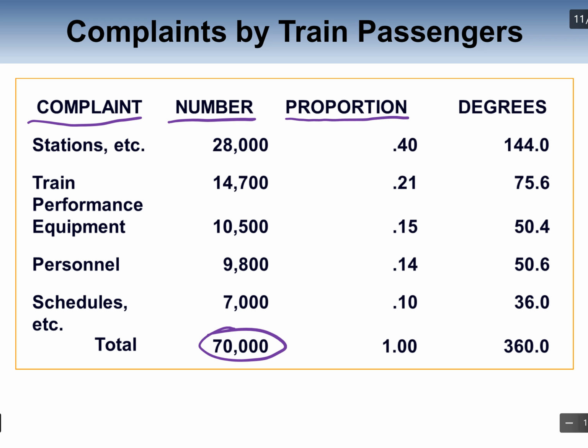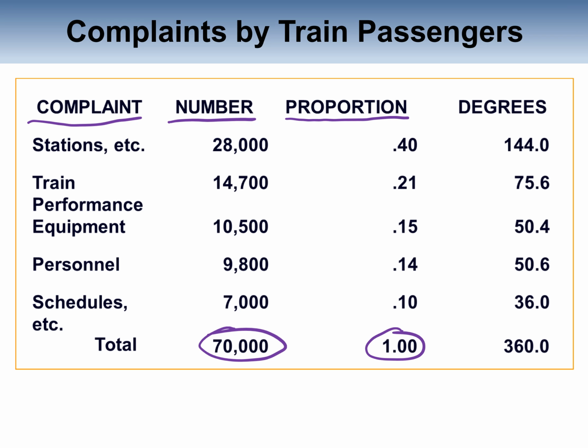Then the next column is the proportion. That's the same way we calculated the relative frequency. So take 28,000 divided by 70,000, which gives 0.4. Same thing for the train: 14.7 thousand divided by 70,000 is 0.21, and so forth. So you get a total of 1 or 100%.